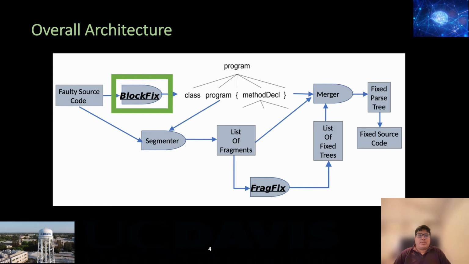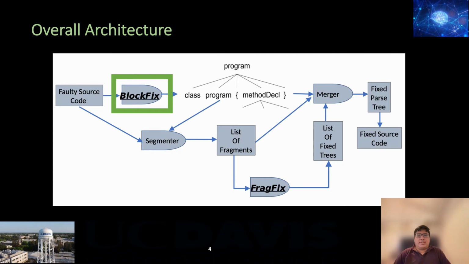The first component we have is BlockFix. BlockFix is a deep learning based approach that resolves the nesting error in the program. So if there are any unpaired curly braces in the program, BlockFix will take care of that. Then we have the second component, the segmenter, that will produce a list of fragments from the complete code. This is important because deep learning models can handle sequences only up to a certain number of tokens.